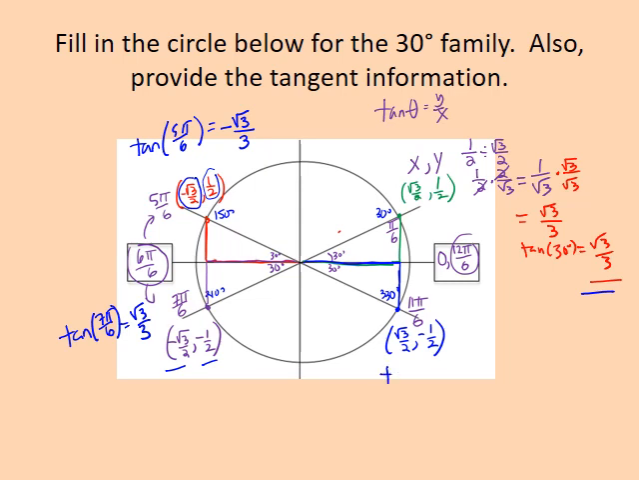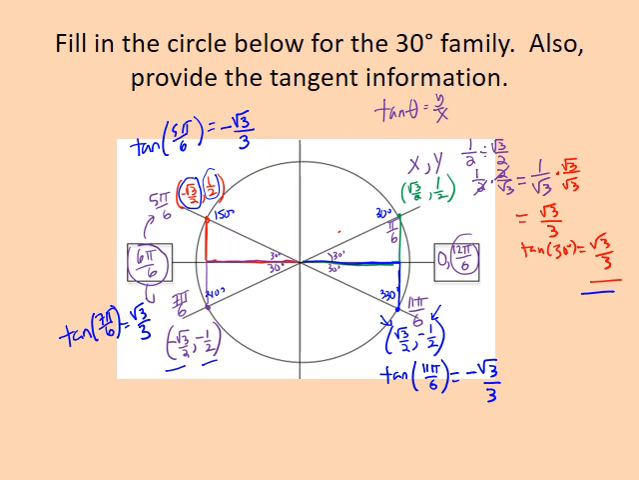In the fourth quadrant, we have the tangent of 11 pi over 6, which is negative root 3 over 3. It's negative because the y value is negative, but the x value is positive.